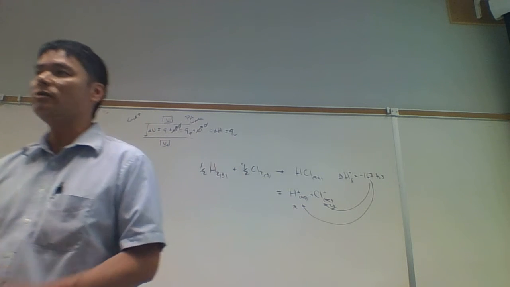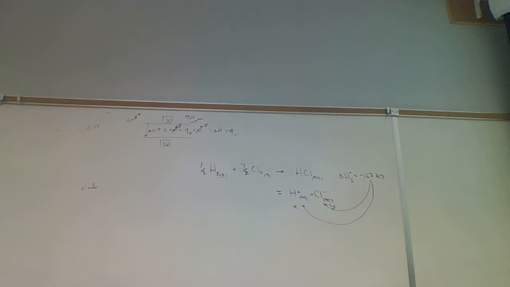So we have 2 unknowns. The 2 unknowns are how much heat was involved in the formation of H plus and how much heat was involved in the formation of Cl minus. We have the total amount of heat, which is the amount of heat required for both H plus and Cl minus. But we need to separate it into individual values. Does this now start to bring back some memory?